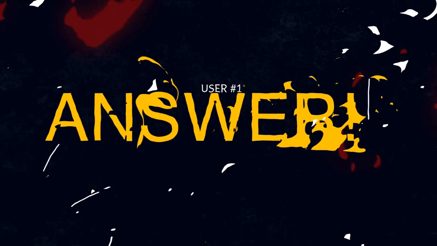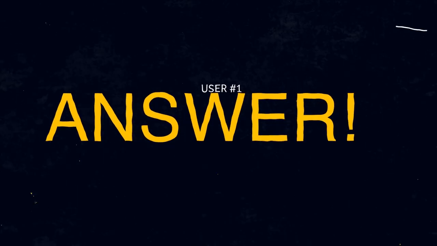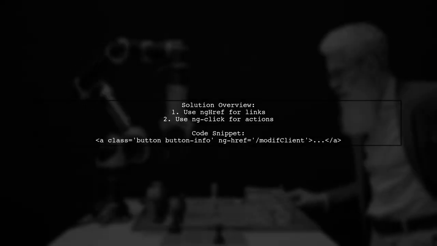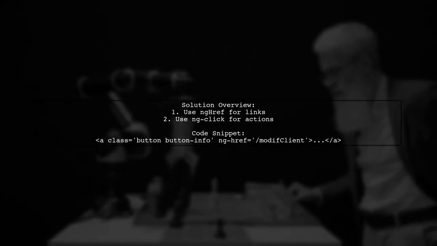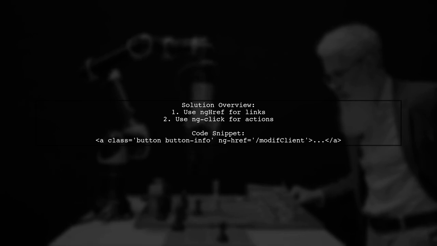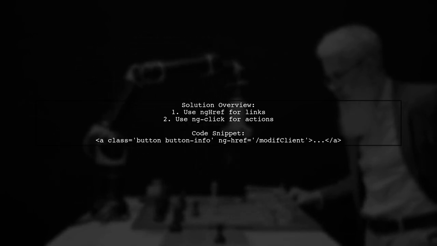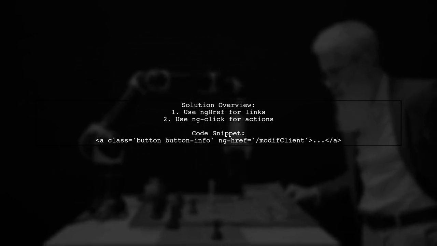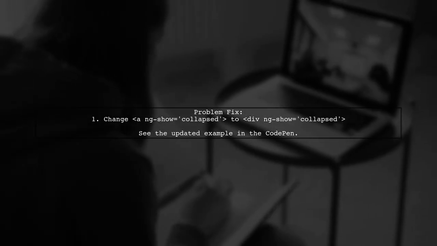Let's now look at a user-suggested answer. To create a link in a button inside a collapse, use the ng-href directive from AngularJS. Alternatively, you can use ng-click. A common issue arises when nesting anchor tags. To fix this, replace the anchor tag with a div when the collapse is shown.